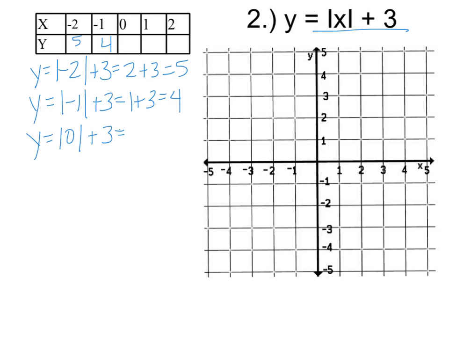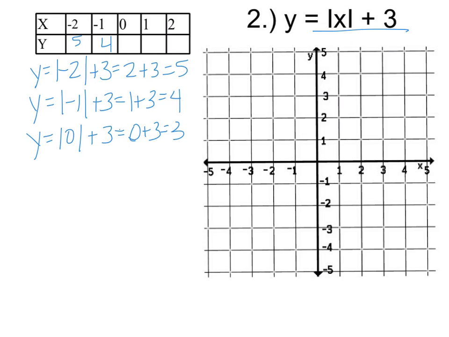The absolute value of 0 is 0. 0 plus 3 is 3. Now at this point, you might be thinking that there is a pattern because it's going down by 1. But you have to be careful because you should know that this is nonlinear because of the absolute value.